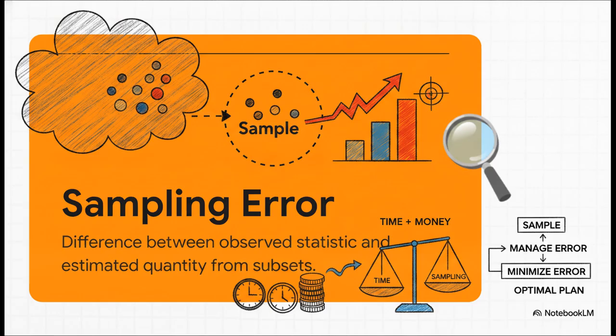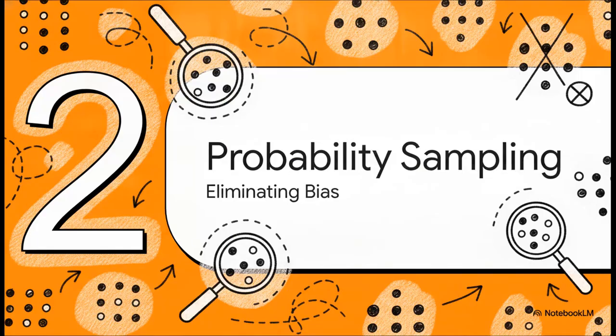Now, our goal here isn't to pretend this error doesn't exist. Actually, scratch that. We know it exists. Our real goal is to manage and minimize it using the right sampling plan. Moving on to Section 2. Probability sampling methods, eliminating bias.